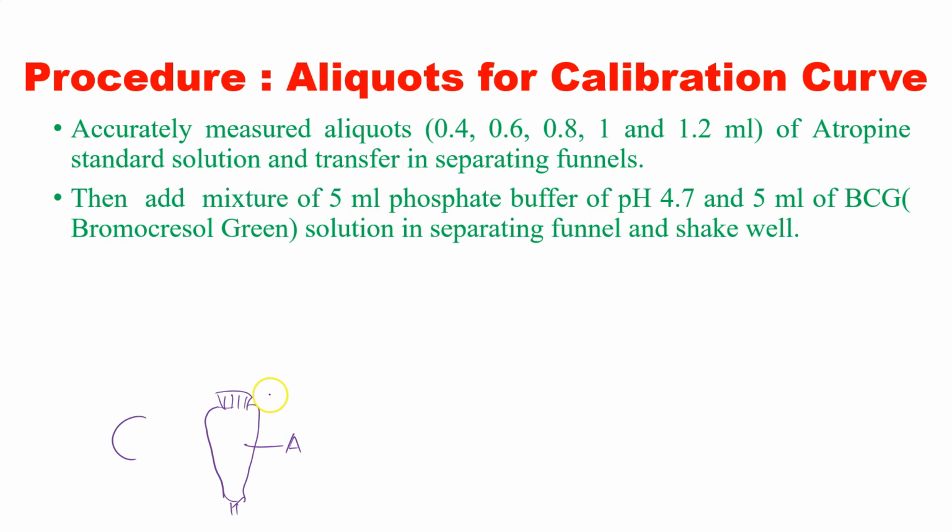It is of pH 4.7. You can refer to the procedure for the phosphate buffer from IP. So take 5 ml. I will just write buffer, that is 5 ml, and plus you have to take bromocresol green. Again you can refer to the IP for this purpose, or you can refer to any pharmacognosy book for the purpose.